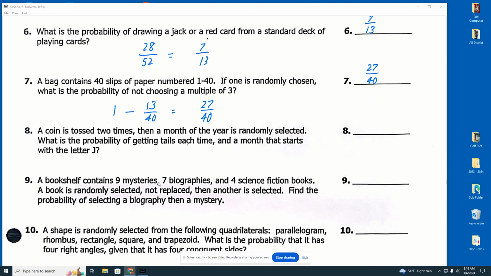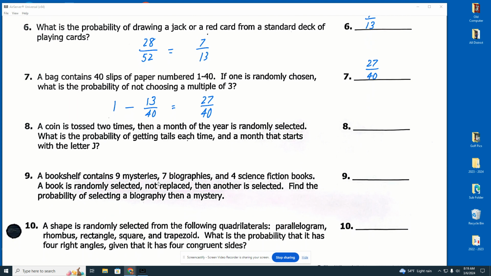Number 8. A coin is tossed 2 times. What do we say about multiple events? Multiply events. Okay? So 2 times. Then a month of the year is randomly selected. All right, so we got another one. So we got 3 things going on here. A coin's tossed 2 times. A month of the year is randomly selected. What's the probability of getting tails each time?